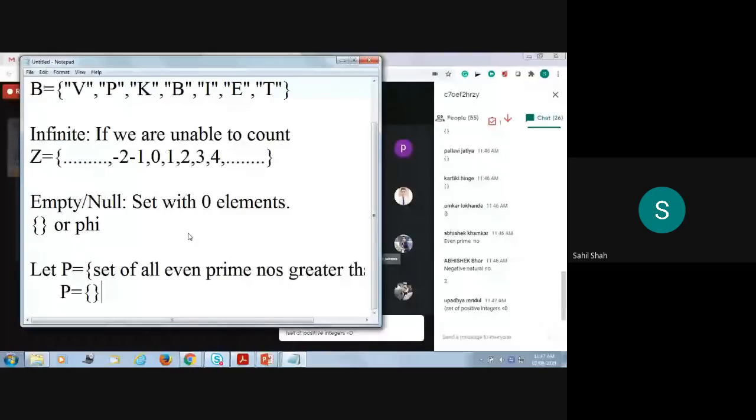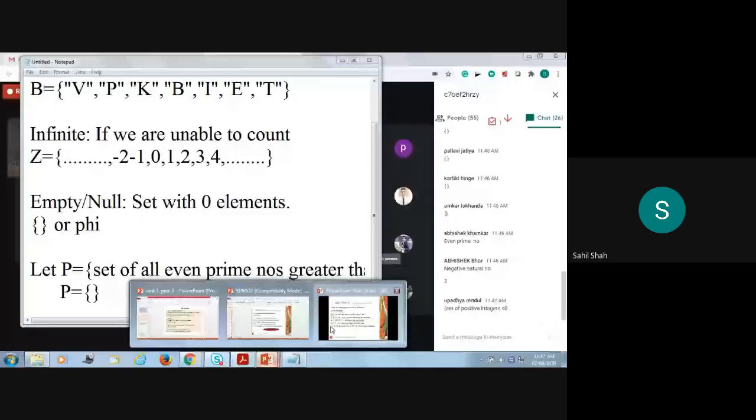Mridul is saying set of positive integers less than 0. Yes, perfectly fine. If you are saying set of positive integers less than 0, all those will be negative, so we will again have the empty set, or phi. I hope this is clear. Okay, so let us go back to our slides.